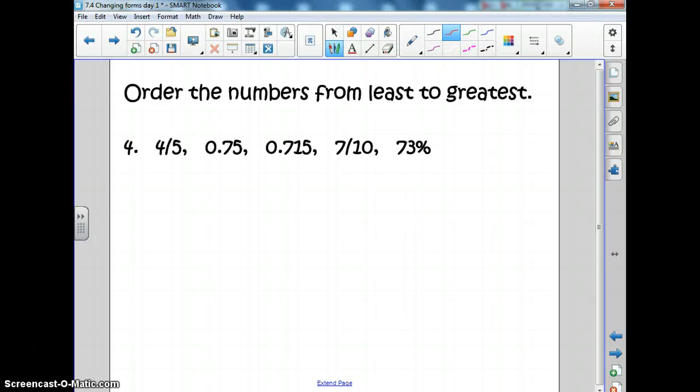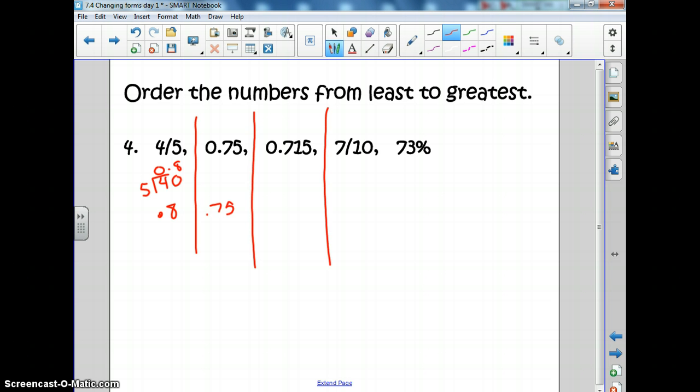How would I turn 4/5 into a decimal? Top and bottom out. Good. 4 divided by 5 goes in there 8 times. That'd be 0.8. So that's for that one. 0.75, it's already a decimal. So I don't need to do anything with that one. Ooh, 0.715, that's already a decimal too. So I don't need to do anything with that one.